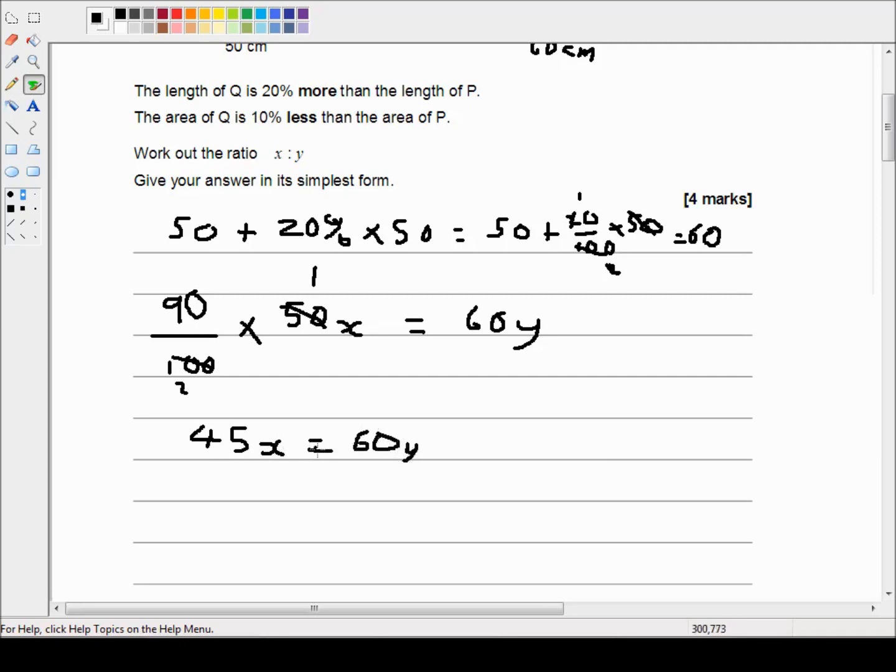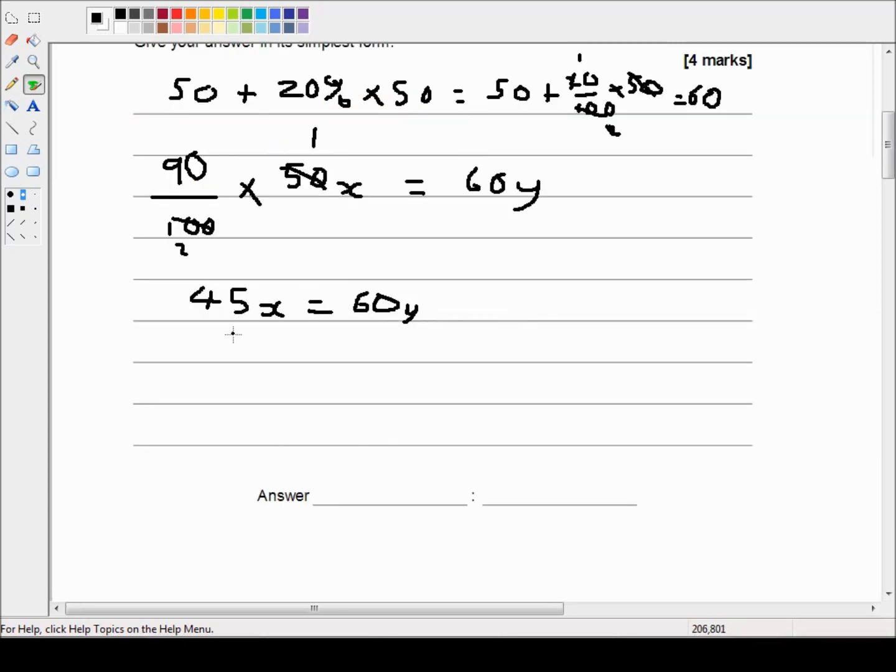Okay, let's see if we can simplify this a little bit. Clearly these both divide by 5, so this will be 9 times 5 is 45. So 9x is equal to, well, 12 times 5 is 60, so 9x is equal to 12y. I can also divide both sides by 3, because they're both in my 3 times tables. So 3x is equal to 4y.